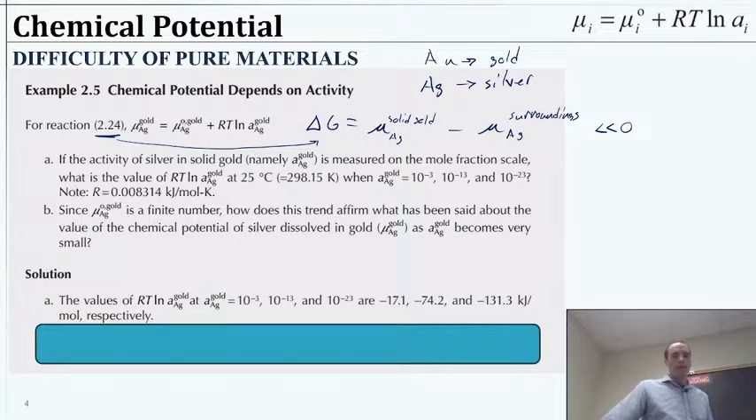Now, part B says since the chemical potential for silver in solid gold, or excuse me, at a standard state is a finite number, so this is finite, is what it's saying. You just calculated this in part A, and we see those are negative numbers, negative 17, 74, and 131. So given that that's a finite number, how does this trend affirm what we said about chemical potential in general in terms of it's difficult to separate them?